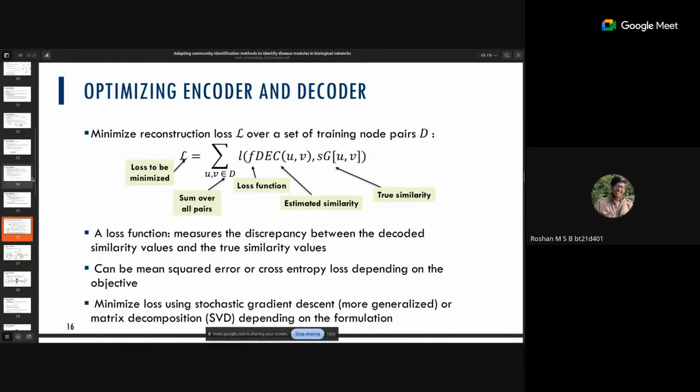What you do is you optimize the parameters in your encoder and decoder such that this loss function is minimized. Whatever you get from the embedding should also be equal to the true similarity. So for each pair of nodes in your data set, you calculate the estimated similarity, you calculate the true similarity, and try to minimize this loss. The ideal loss value here would be 0.